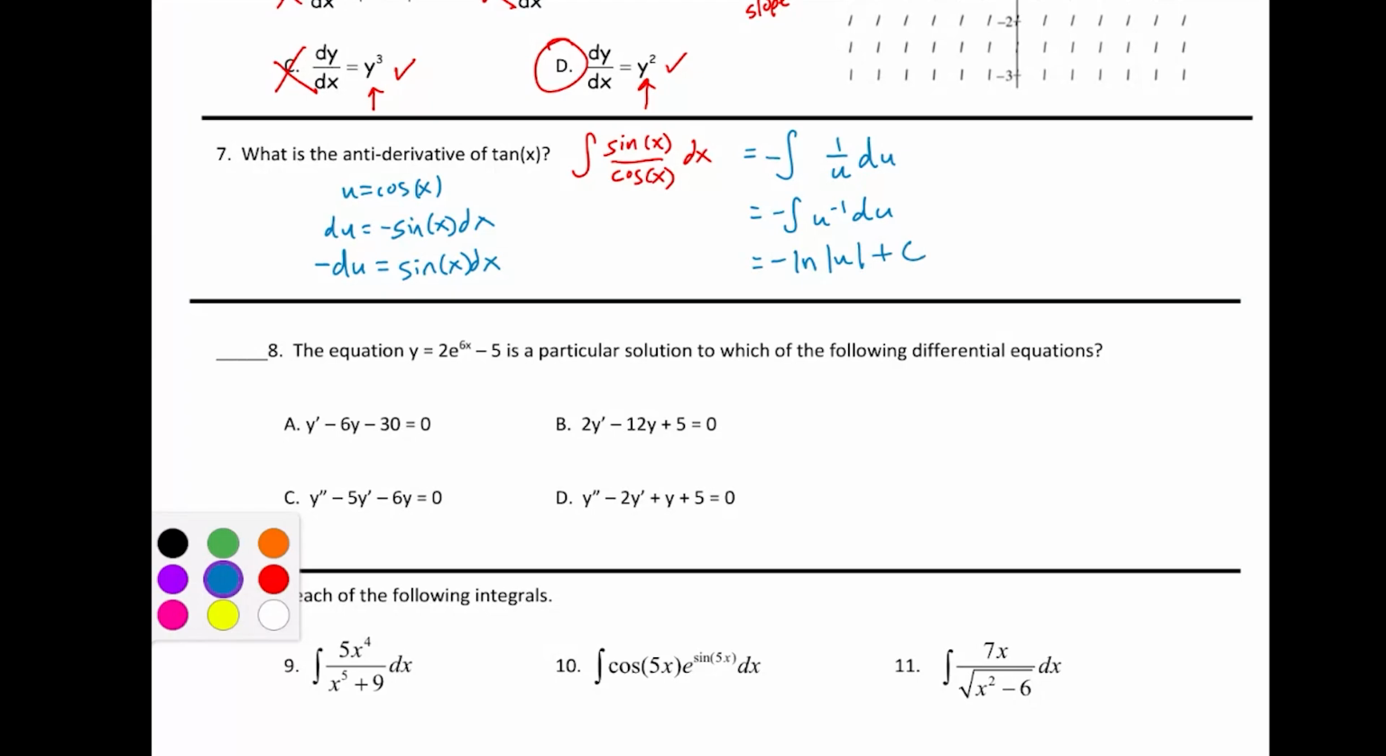Now, we are looking for the antiderivative of tangent x, or really this should be pluralized because we're going to have infinitely many antiderivatives. But to do that, we're going to have to solve for c. So to solve for c, no, we don't have to solve for c. We just need to go back and substitute in that cosine x. So this is going to equal negative natural log of the absolute value of cosine x plus c.